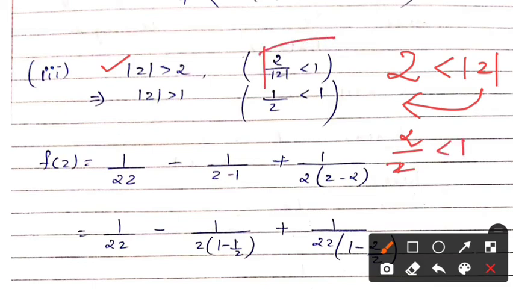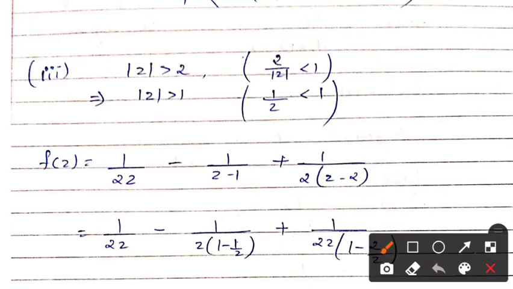So here it is 2 upon z. In the same way, if 1 is less than mod z, and I want the whole term less than 1, I have to take this to the denominator portion. So I get 1 upon mod z less than 1. That I have written over here.